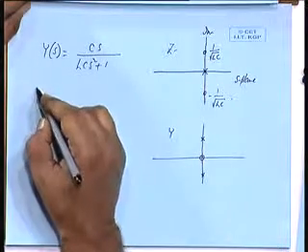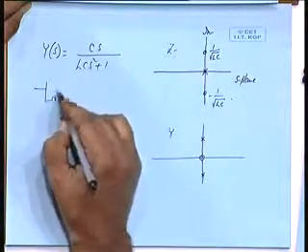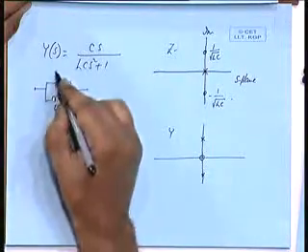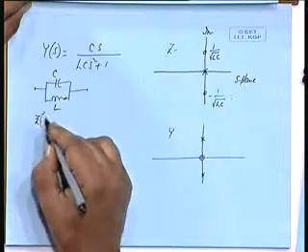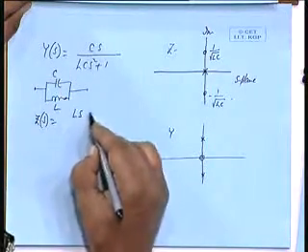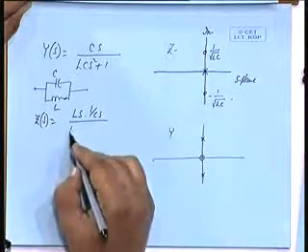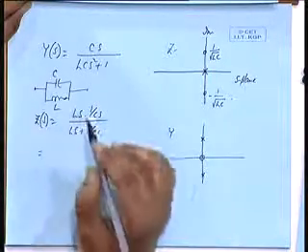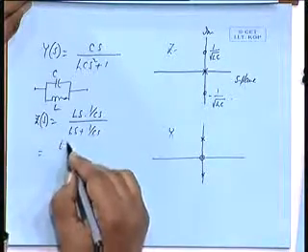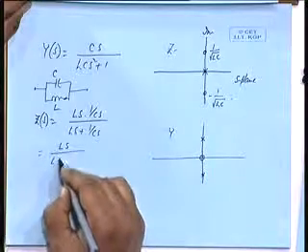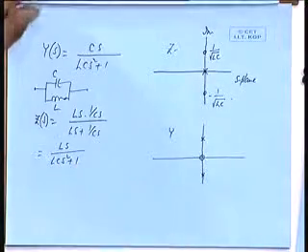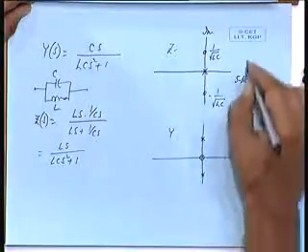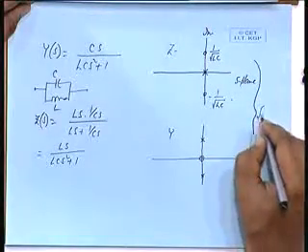Let us take another example, L and C in parallel. What will be Z? LS into 1 by CS divided by LS plus 1 by CS. If I multiply throughout by CS, it becomes LS by LC S squared plus 1. So this is for the LC parallel combination.